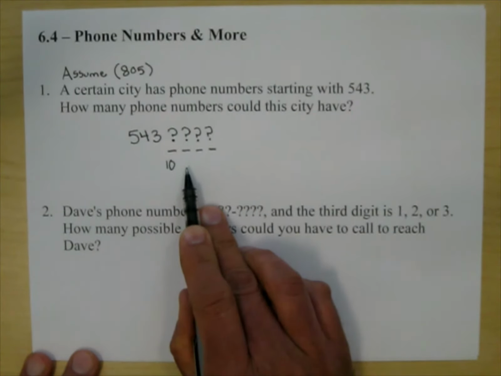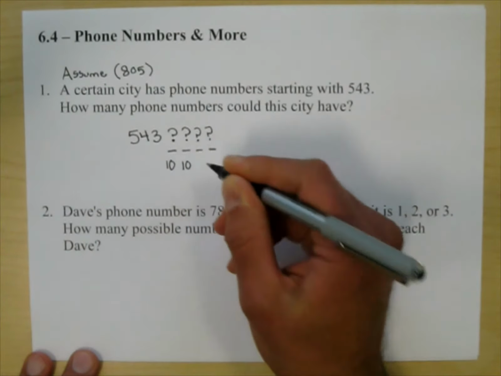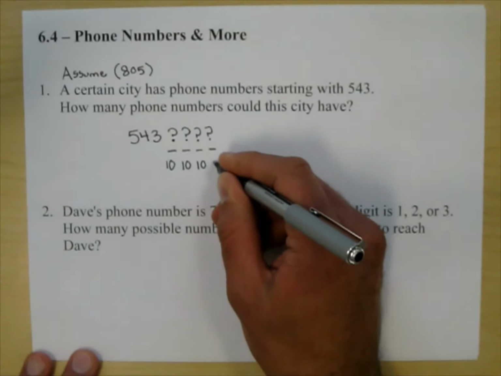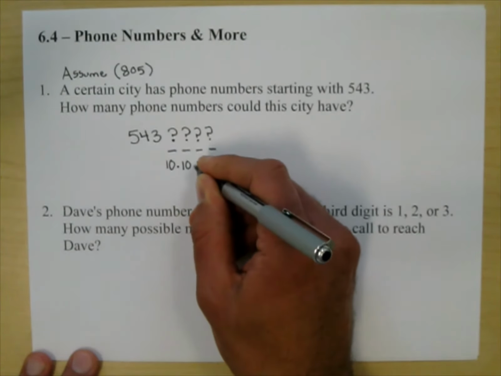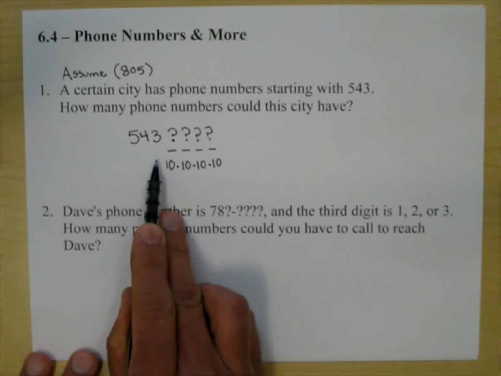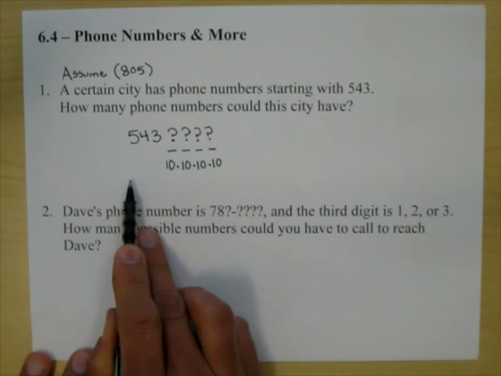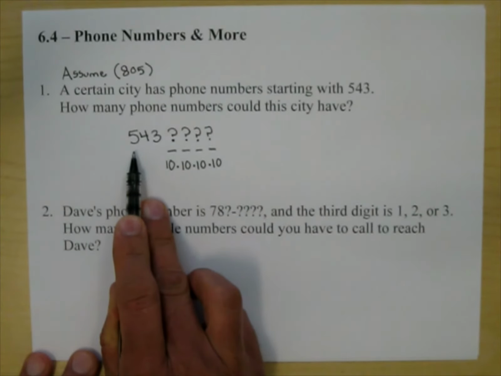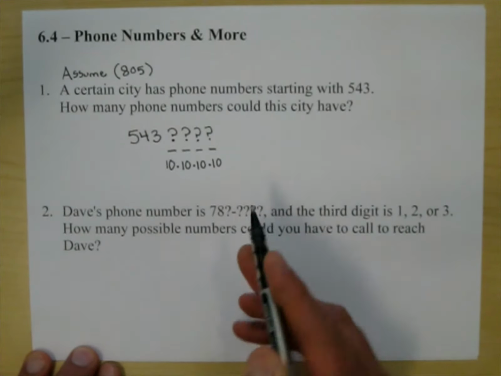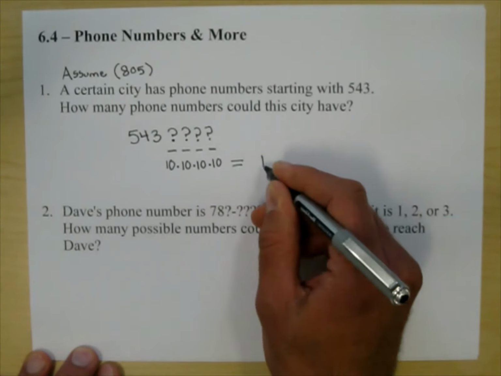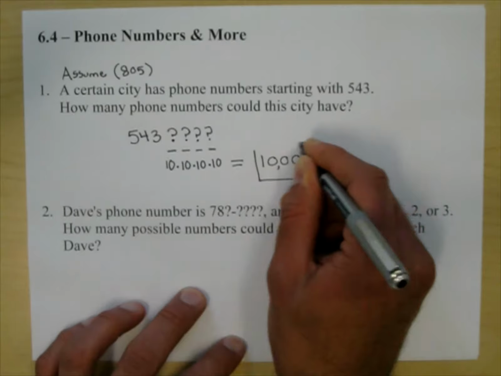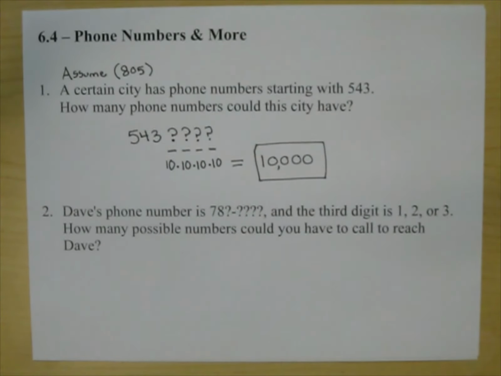And what about under this slot? 10 choices, because phone numbers can repeat. 10 choices and 10 choices. So I multiply those together. We can put 3 more slots there and put a 1 under each, because those are restrictions. There has to be a 5 there, a 4 there, a 3 there, but these guys could be any of the 10 digits. So this is actually going to be a 1 followed by 4 zeros. 10,000 phone numbers.